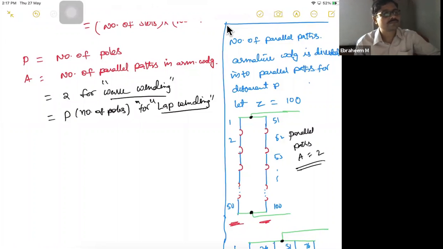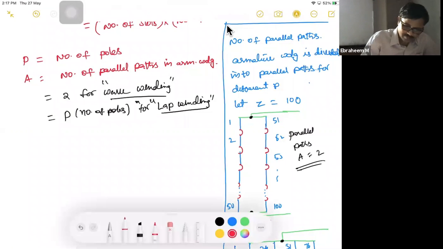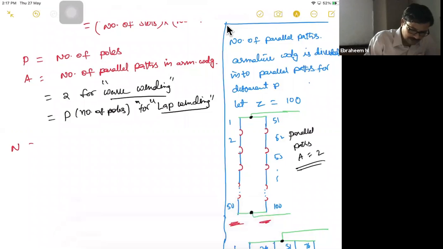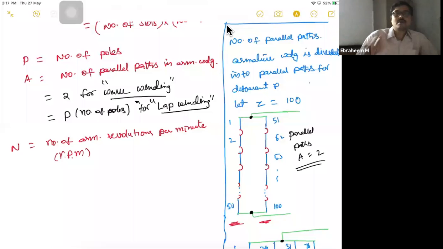Next, the next variable we must know is N. N is equal to the number of armature revolutions per minute, or rpm, because we are rotating the armature in the field, right?